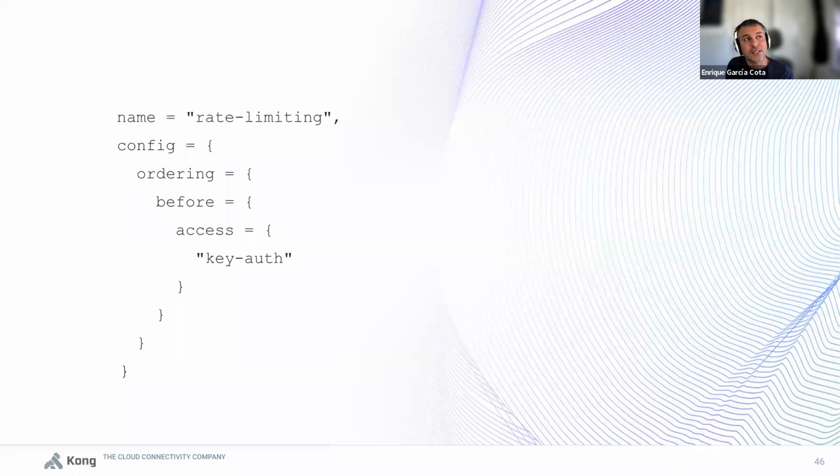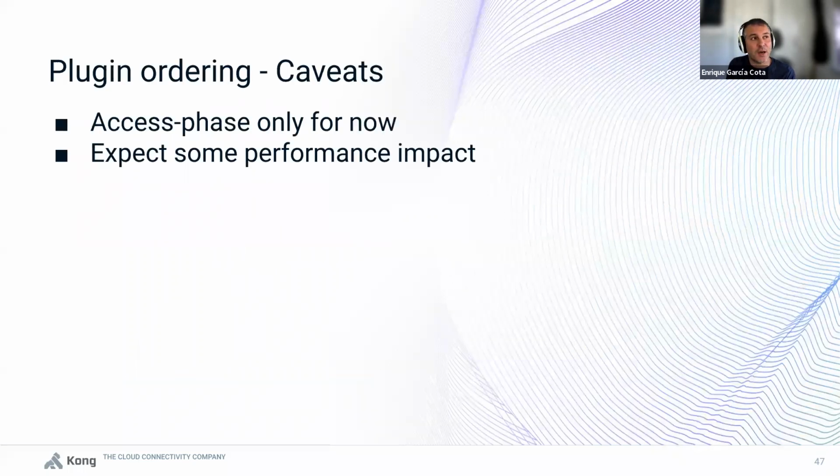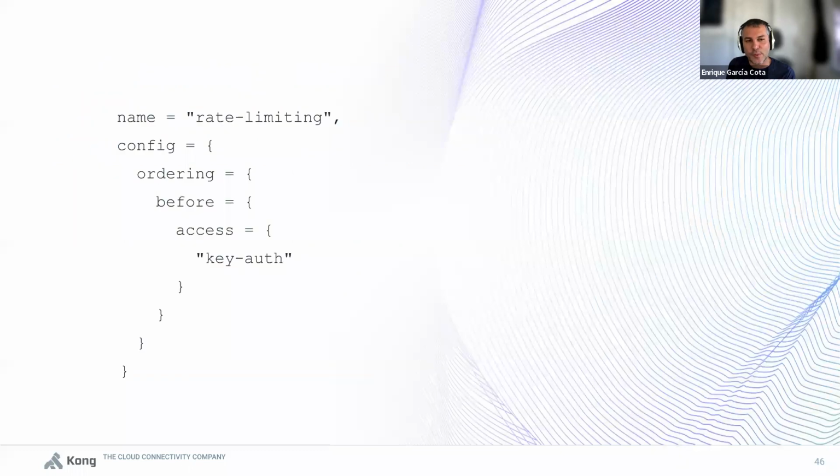There are a couple of drawbacks with this approach. First, you can probably see this one coming. Now, first one, maybe it's not obvious. Access phase is the only one we are providing support for ordering at the moment. Most plugins do their thing on access phase. Some of them do it a bit later in the log phase. That's probably the second one. We don't want to reorder the log phase. So for now, we are providing support for ordering only in access phase.